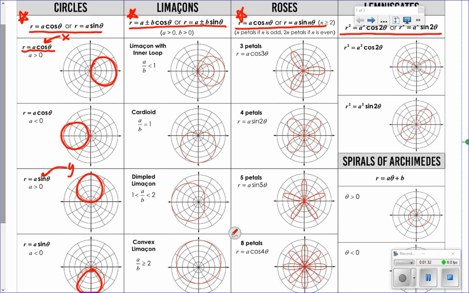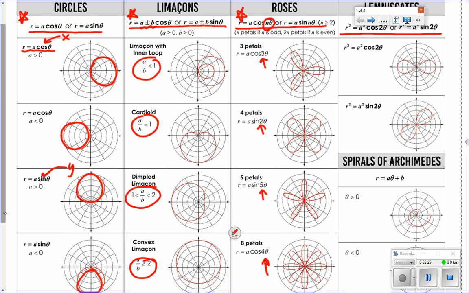with the y-coordinate. The limacons are going to have a few different shapes, and that all depends on what you're given. We have an A and a plus or minus B position, both with sine and cosine, and the size of A and B will determine what sort of shape we get, not whether it's sine or cosine, but the position of the A and the B. Then there are also the roses, which will give you a value in front of theta, or in front of your angle, and that value will determine how many petals you get in terms of the sine and the cosine.